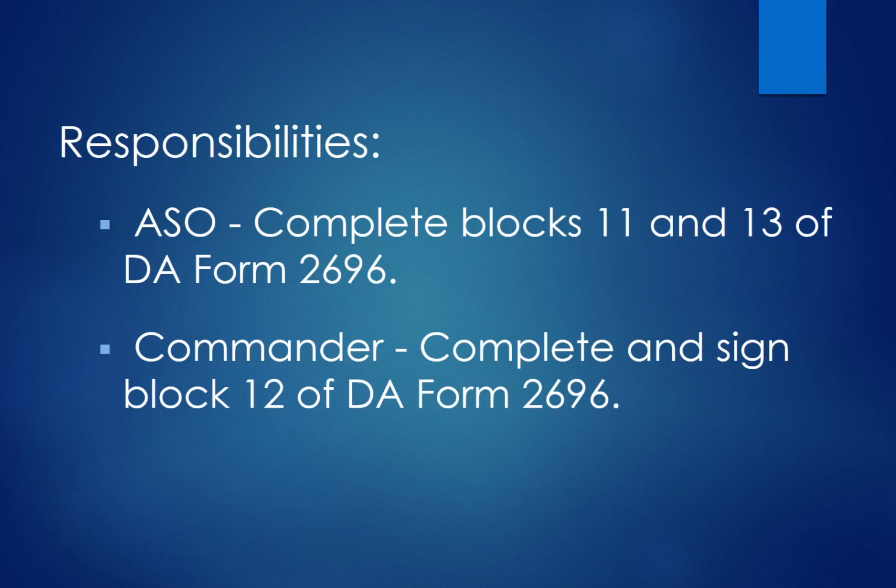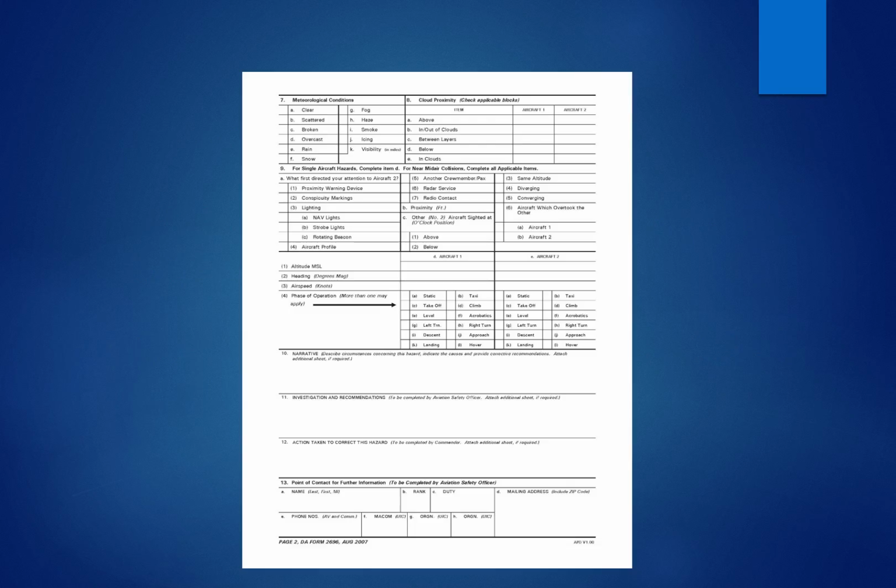Responsibilities of the ASO are to complete blocks 11 and 13 of DA Form 2696, and for the commander to complete and sign block 12 of DA Form 2696. So let's look at blocks 11, 12, and 13 that pertain to the ASO and the commander. Block 11, investigation recommendations from the ASO. Block 13, the point of contact, to be completed by the aviation safety officer. Block 12, what action was taken by the commander to correct the hazard?